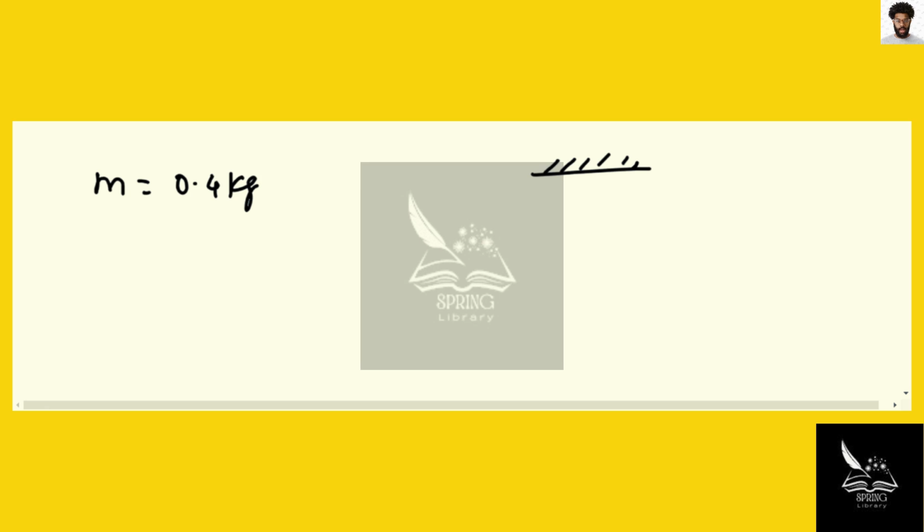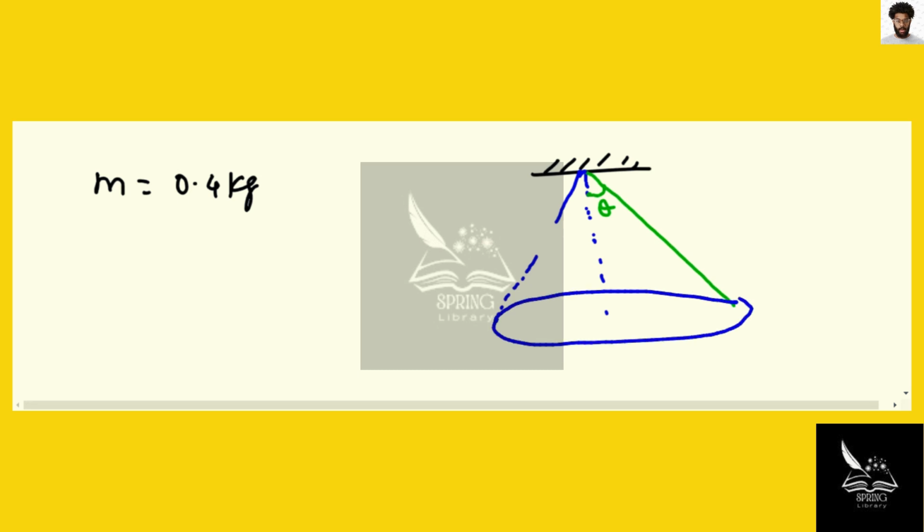The angle between the string and the vertical. So first of all, this is the vertical, and this will be the angle theta, and this will be the vertical axis. So the cone will look like this, and this should be the radius of the cone, r. It should be vertical, remember.